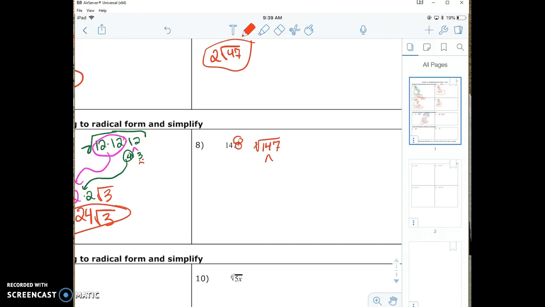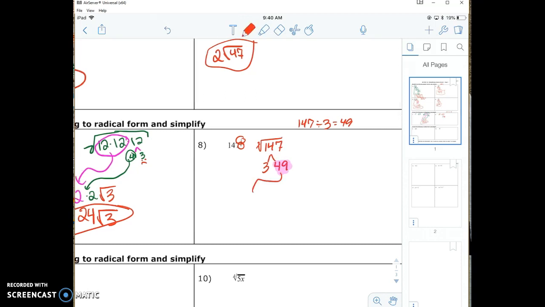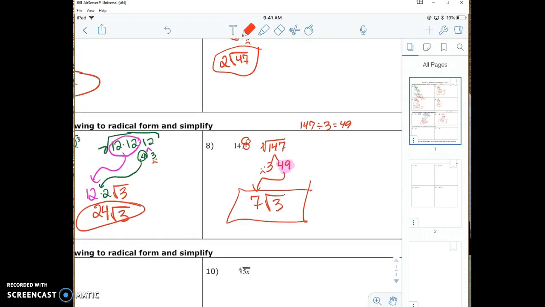Okay, 147 is not even, so it can't be divided by 2. So let's try 3. If I do 147 divided by 3 in my calculator, I get 49. So 147 is divisible by 3. Oh, 49. I know that's a perfect square. The square root of 49 is 7. My lonely 3 stays inside the radical. So 147 to the power of 1/2, or the square root of 147, can be simplified to 7 square root of 3.